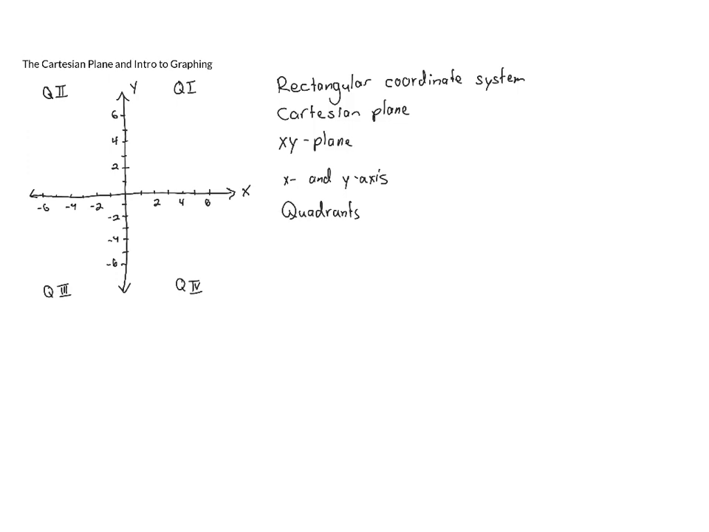So anyways, those are the quadrants, and we do have a special name for the point where the two axes intersect. Starts with the letter O. It is the origin.